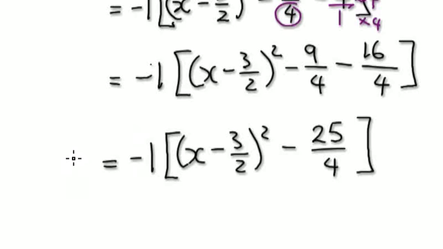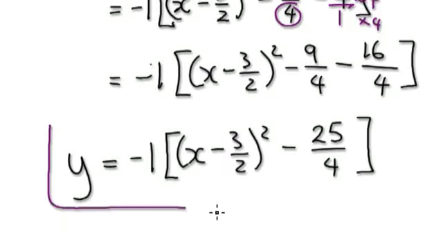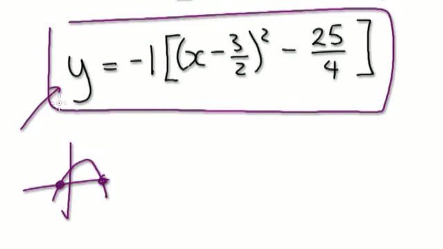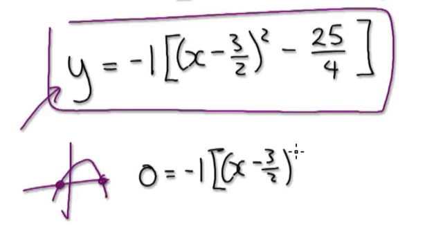Now this is our key stage. If we want to investigate the two roots from earlier, our graph looked something like this. If we want to investigate these two roots, put 0 into the y. So 0 equals minus 1 square bracket, x minus 3 over 2, squared, minus 25 over 4. So you're just putting the 0 into the y here.